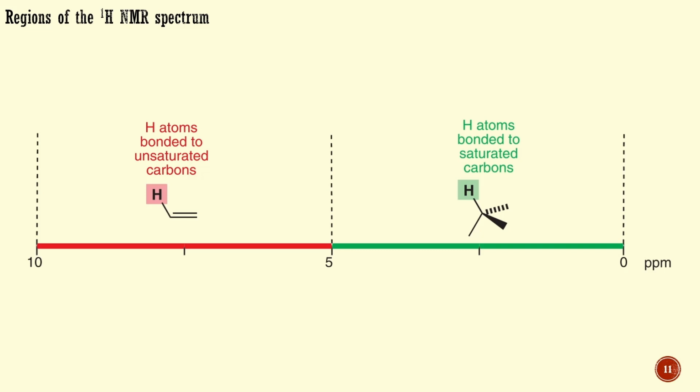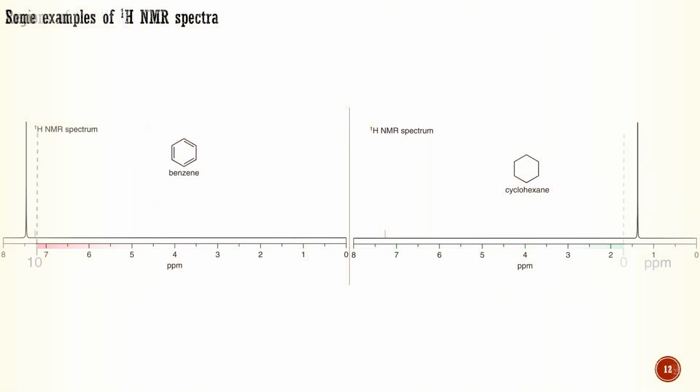As with the carbon NMR spectrum, nearby oxygen atoms withdraw electron density and make the signals appear towards the left-hand end of each of these regions. You can see exactly how proton NMR signals fall into these regions in the following collection of spectra.